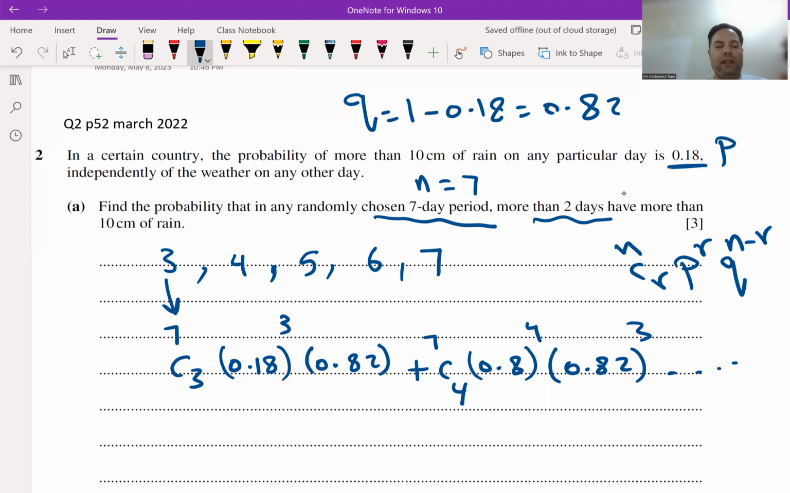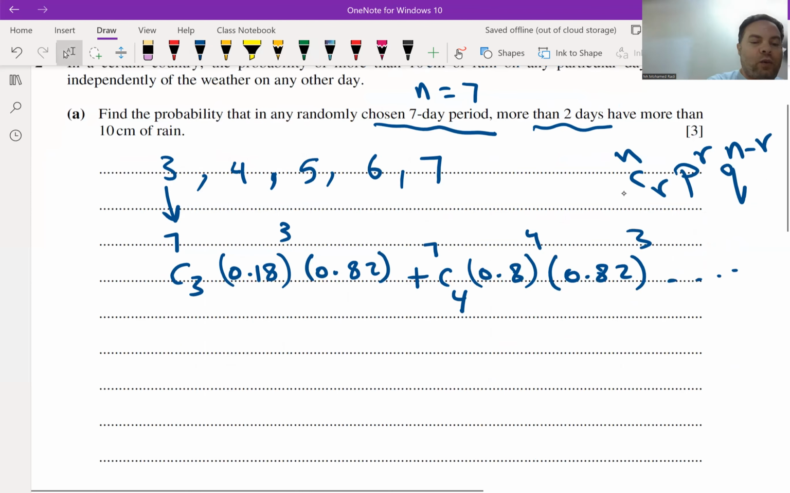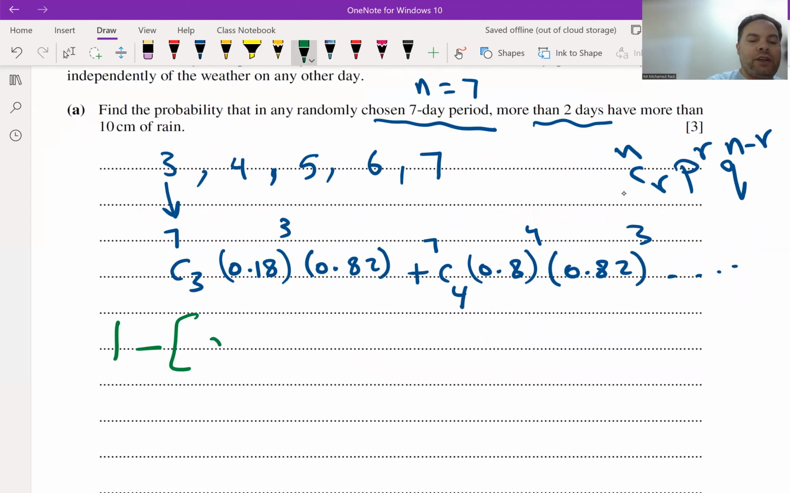But it would take a longer time: 7C3, 7C4, 7C5, 7C6, 7C7. In this case, you can write 1 minus the previous cases. So I can solve it like this: 1 minus 0, 1, or 2.